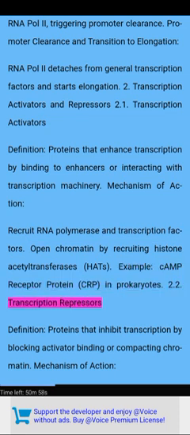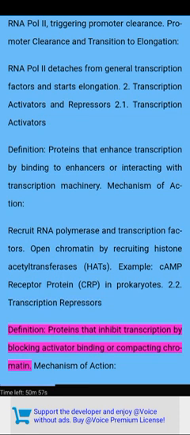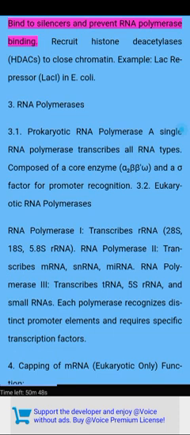2.2. Transcription repressors. Definition: proteins that inhibit transcription by blocking activator binding or compacting chromatin. Mechanism of action: bind to silencers and prevent RNA polymerase binding, and recruit histone deacetylases (HDACs) to close chromatin. Example: lac repressor (LacI) in E. coli. 3. RNA polymerases.